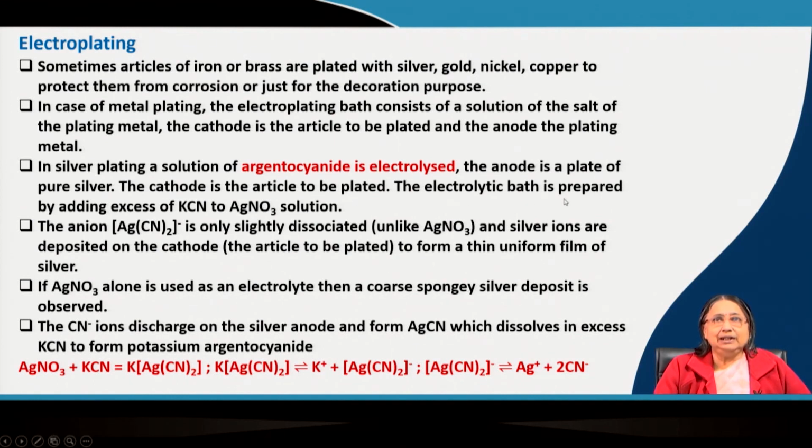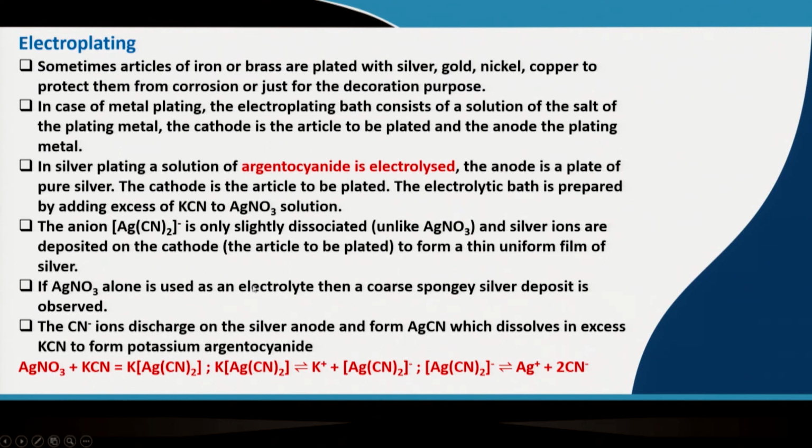Okay. The electrolytic bath is prepared by adding excess KCN to AgNO3 solution. So, when you add excess KCN, excess CN to AgNO3, it will definitely form the argento cyanide, this one. Okay. Now, in your electroplating bath, you have argento cyanide which will be electrolyzed. As the cathode, you are using the article which you want to electroplate, and as the anode you will use the silver.